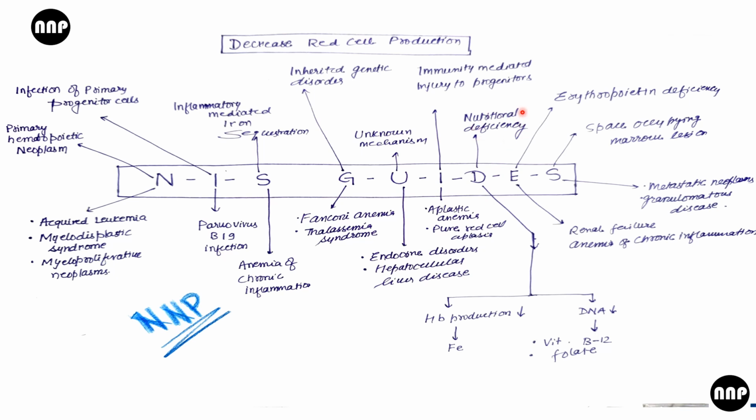D is nutritional deficiency. For example, iron deficiency or vitamin B12 deficiency or folate deficiency. In iron deficiency, we see microcytic anemia, and in vitamin B12 and folate deficiency, we see macrocytic anemia. E is erythropoietin deficiency. This is seen in renal failure and anemia of chronic inflammation. S is space occupying marrow lesions. The examples are metastatic neoplasm and granulomatous disease.